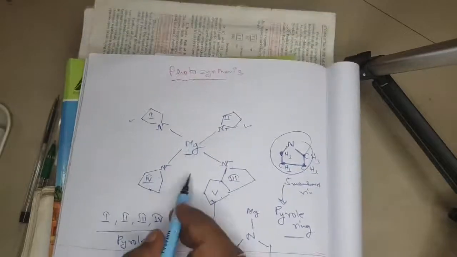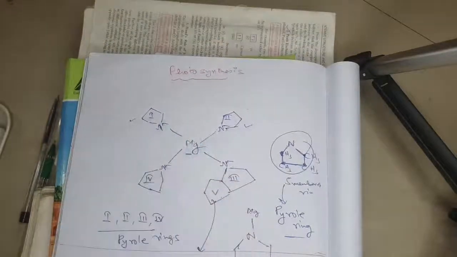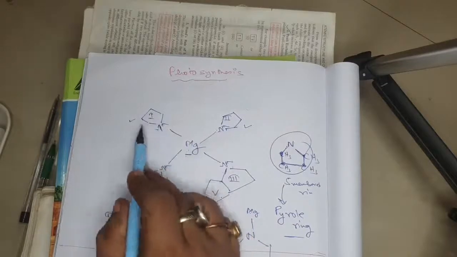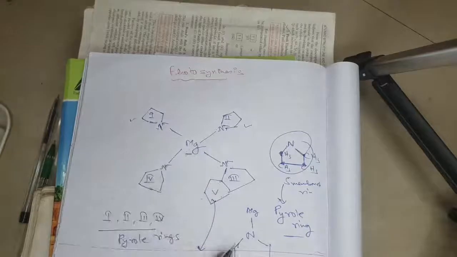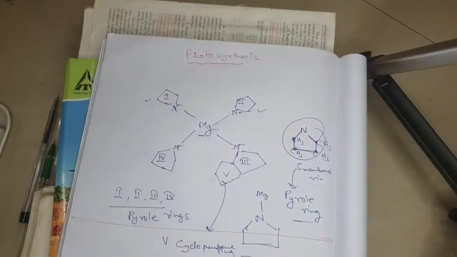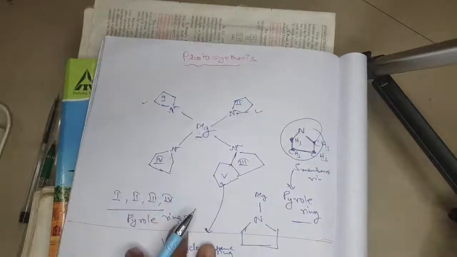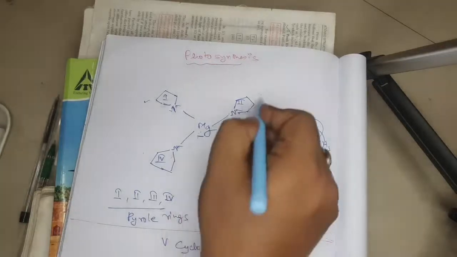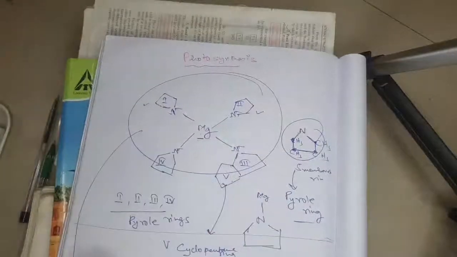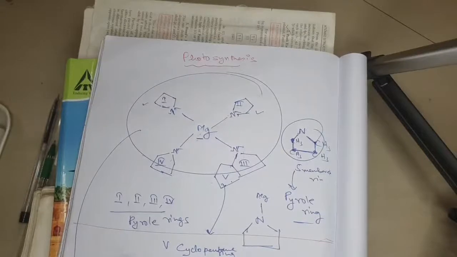So you see this structure. Magnesium is bonded to 4 nitrogens from 4 sides. The nitrogens are actually a member of a pyrrole ring, and it is bonded like this. Now this is known as a tetrapyrrolic head. This is a tetrapyrrolic head.